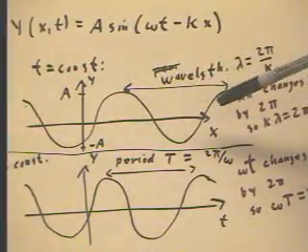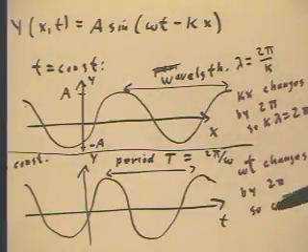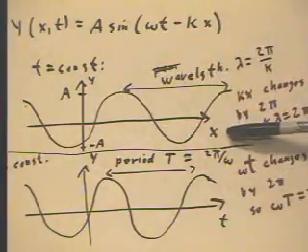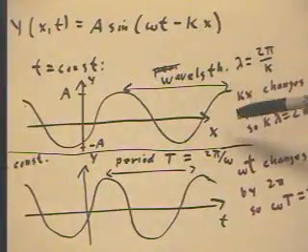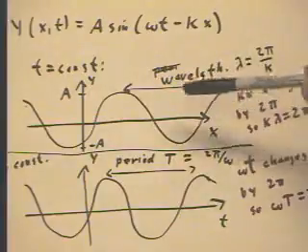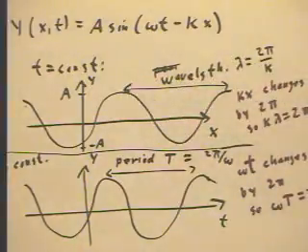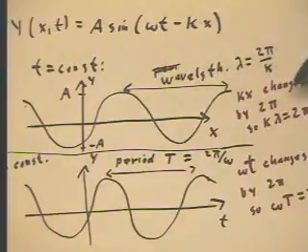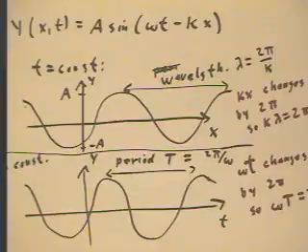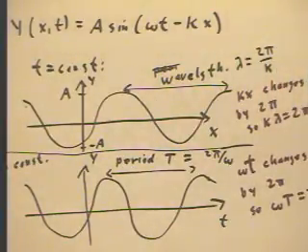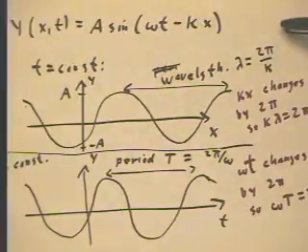Okay, the wavelength. To go from peak to peak by changing x, what has to happen? kx has to change by 2 pi, because, of course, going from peak to peak, the argument of the sine function changes by 2 pi. So between here and here over the wavelength, kx changes by 2 pi. So if lambda stands for the wavelength, k times that change lambda has to equal 2 pi, which means that lambda is going to be 2 pi over k.